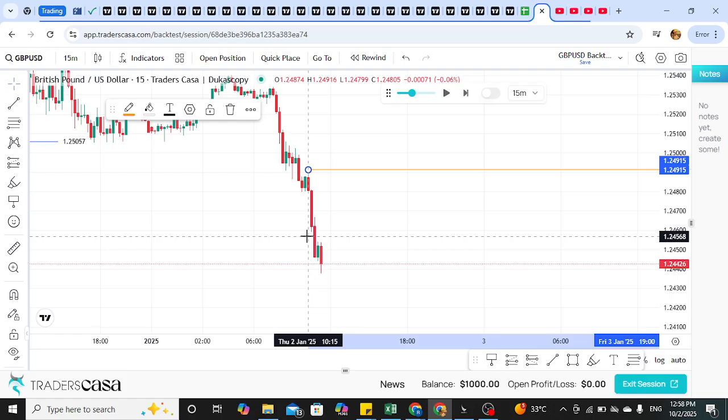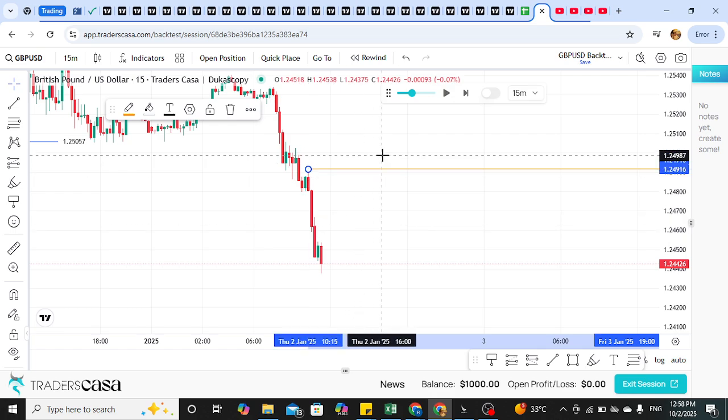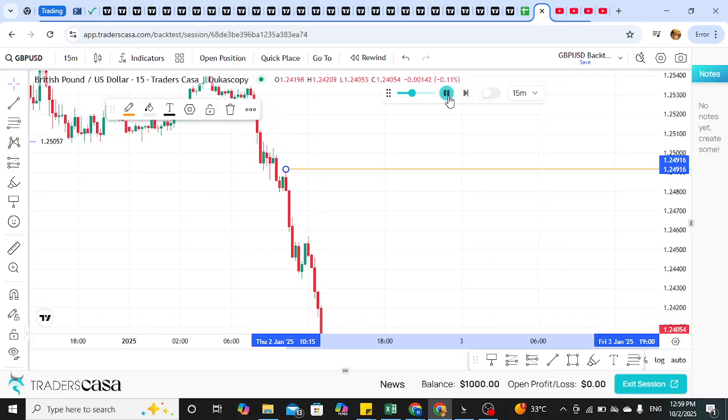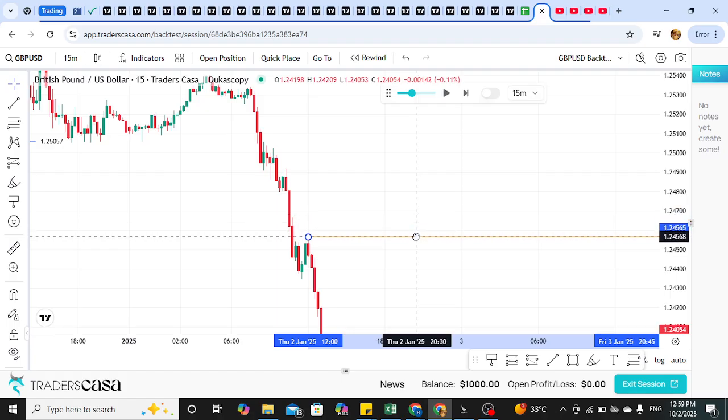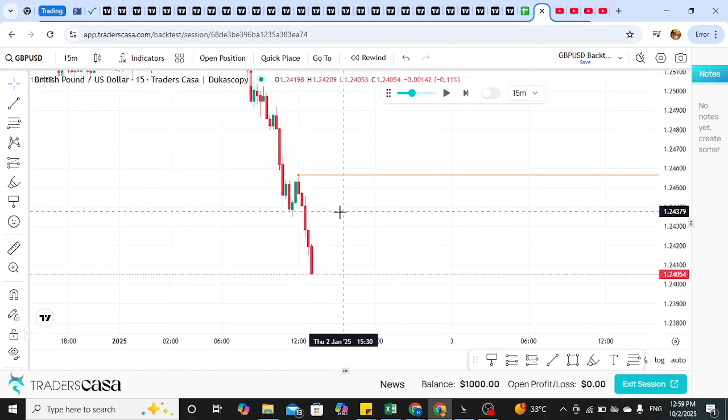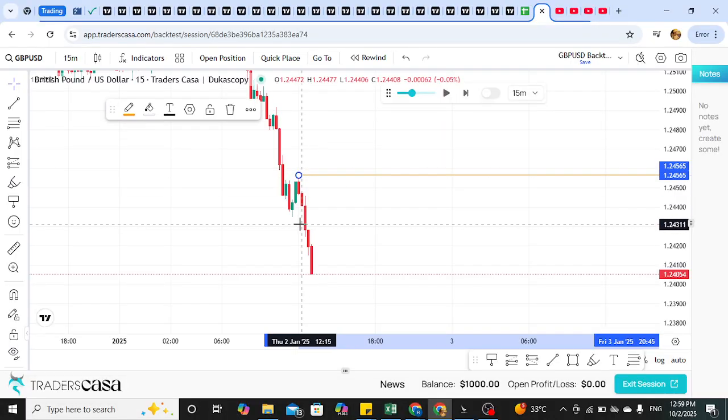Now, the objective of this video, I should have mentioned that in the beginning, is that we will identify the points of interest, the POIs, which are the potential areas of entry. So now this is 24.91.6, 24.91.6. But we're going back, this is another inducement here, which is at 24.56.8.